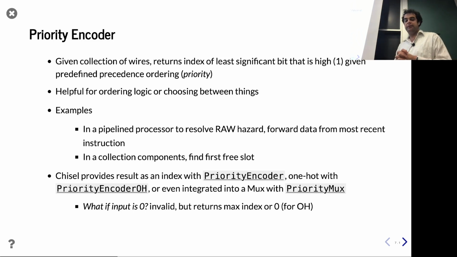More generally, maybe you're trying to find a free slot. So you have a bit indicating something is full or empty, and you want to find the first free slot to fill in your data structure or something like that. And so there's a number of cases where these priority encoding scenarios emerge. And so you can see there's a few of them here.